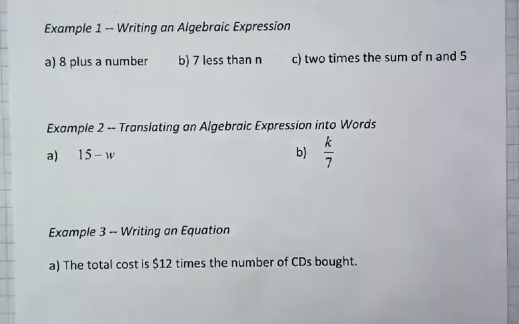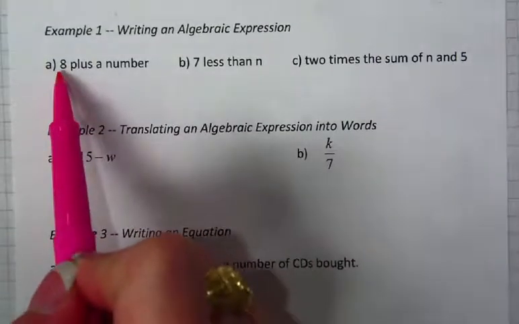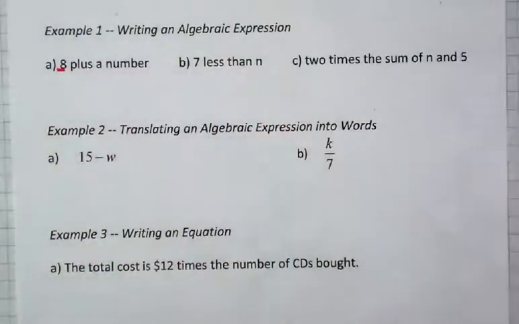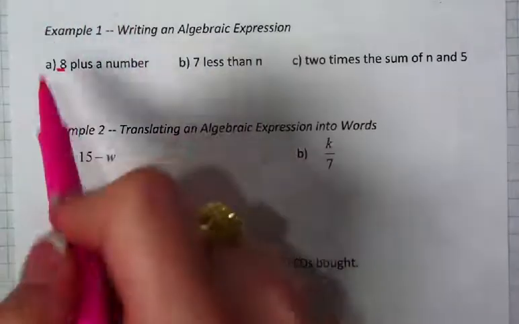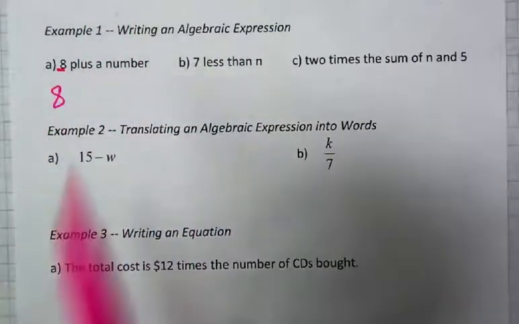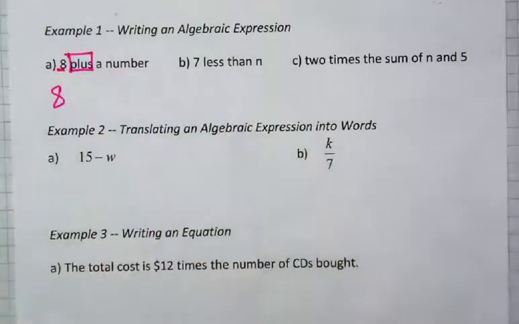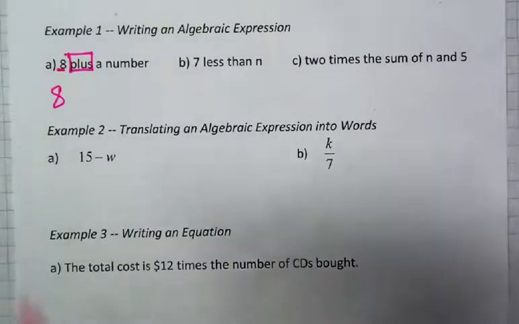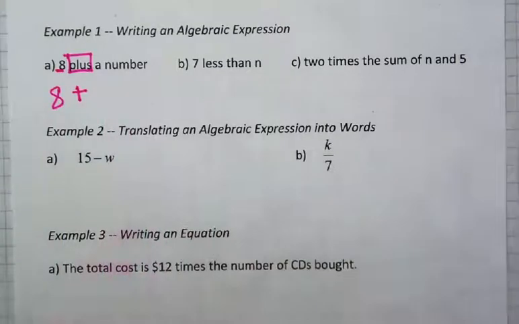Example 1, letter A, says 8 plus a number. What I like to do here is identify the different pieces of information that I have. It starts with the number 8. Well, how do you write the number 8 in math language? Should be pretty easy. You just write the number 8. Right, plus. I'm going to put a box around that because that tells me that I'm talking about a math operation. If I look back at my words into math, where do I see the word plus? You should see it under the addition. So plus means that I should have an addition symbol.